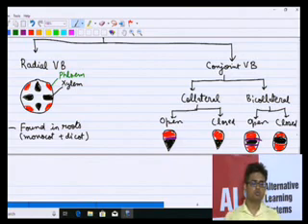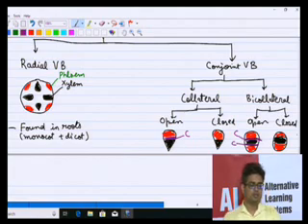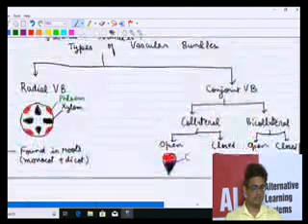Okay. These are the two types of main vascular bundles that are in your course. There is a third type also, called the concentric vascular bundle, but I have not included that here. Purple is cambium here. So cambium is present here. This is cambium. This is cambium. This is cambium.